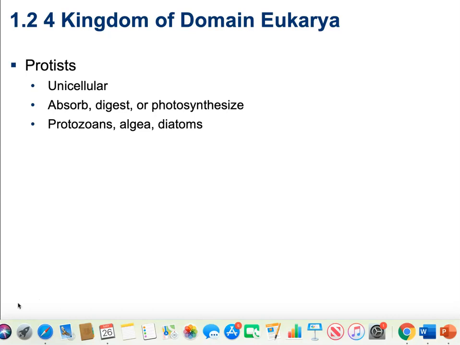A great example of these would be things like protozoans, algae, or diatoms. Algae are often considered or classified as plants. They actually aren't. Algae are going to be protists. They're a slightly different organism than those found in the kingdom Plantae.